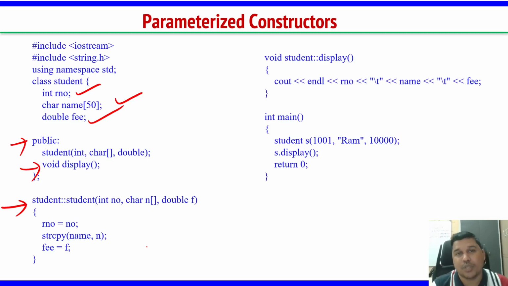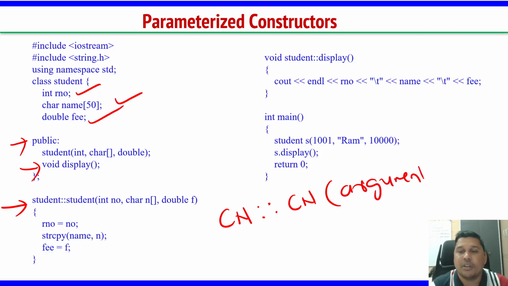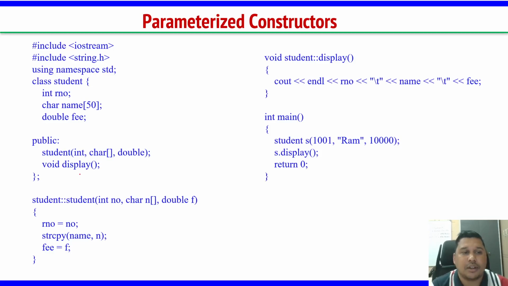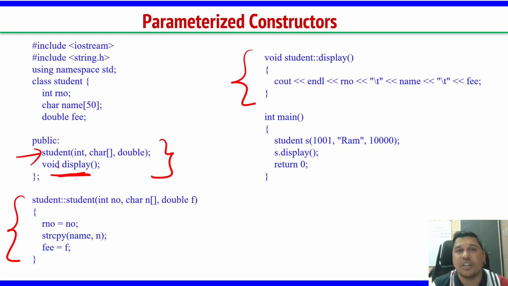If you want to implement it outside the class, what do you have to do? You have to use the class name, the scope resolution operator, and the constructor name, that is again the class name, with some arguments, and write some set of statements inside that. So this is the parameterized constructor and its body is defined here. Same way, the display function I also wrote outside. Since both are public, we can write public functions outside by using the scope resolution operator.